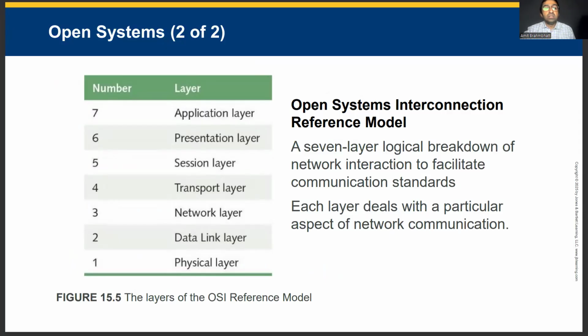Here the slide introduces the OSI reference model, which breaks network communication into 7 layers. Each layer handles a specific function such as routing, transport, or physical transmission. This layer design helps standardize communication and ensures compatibility.